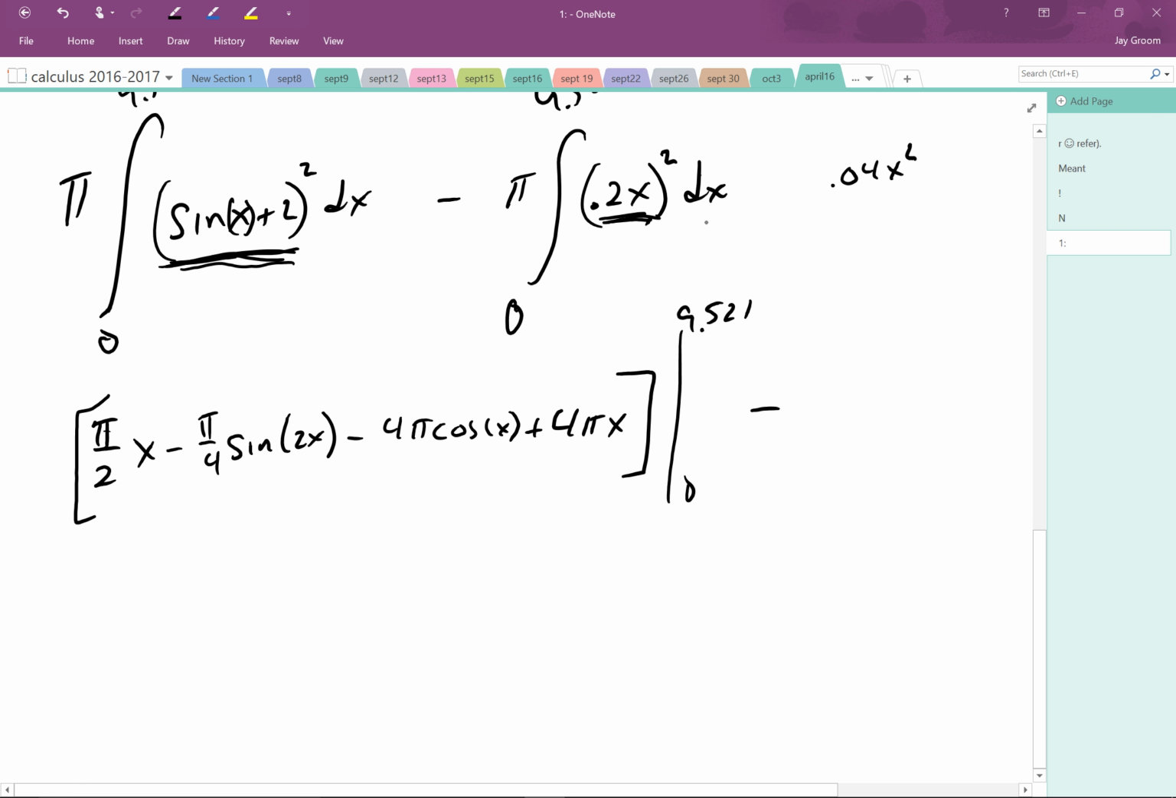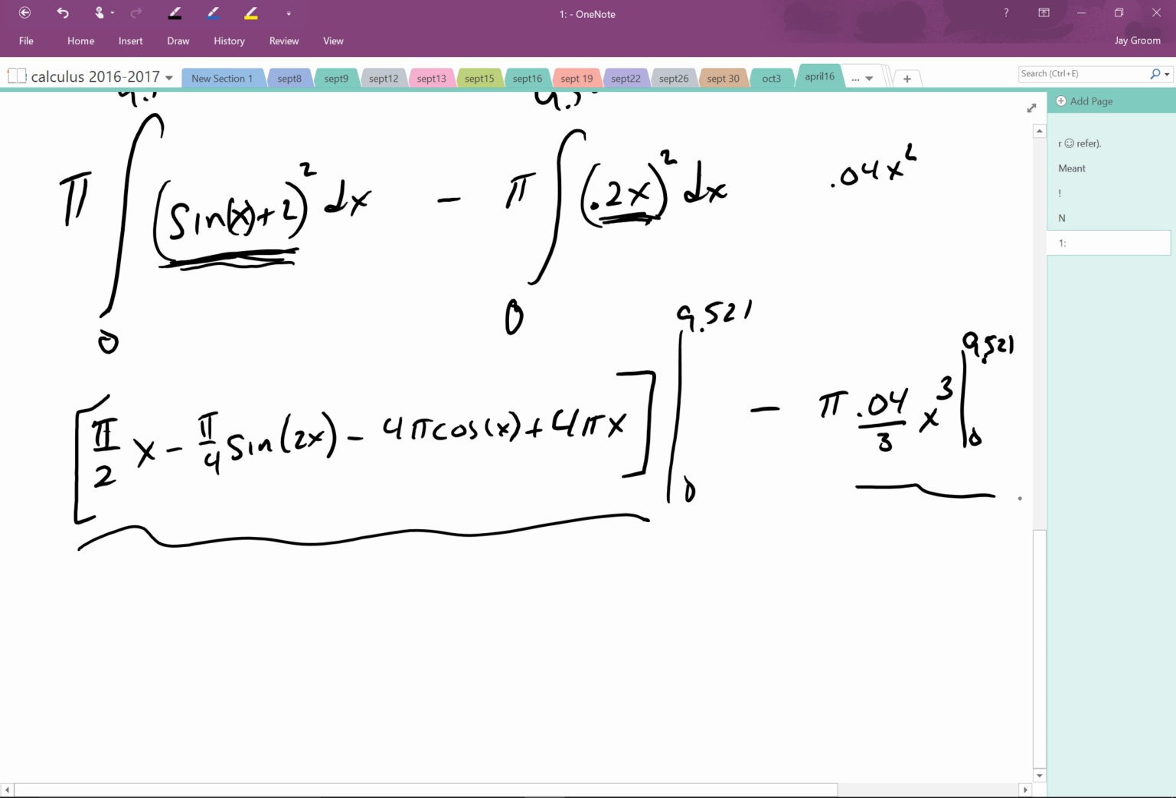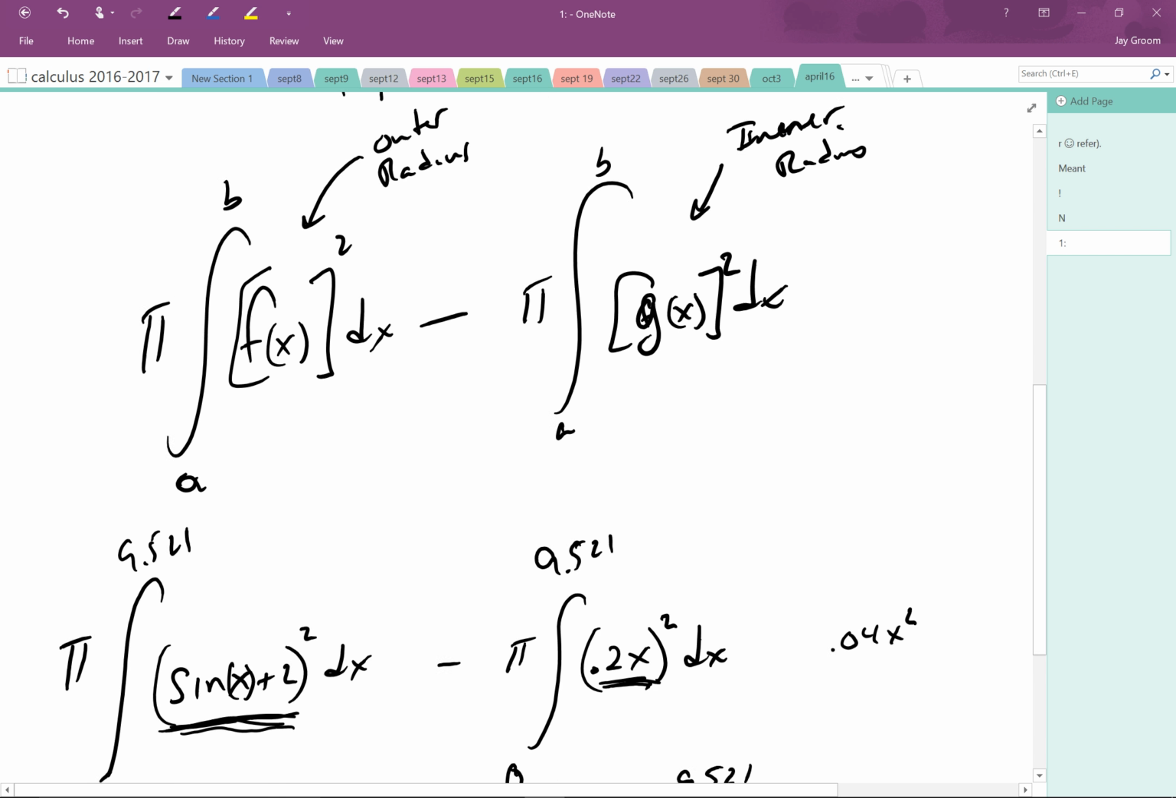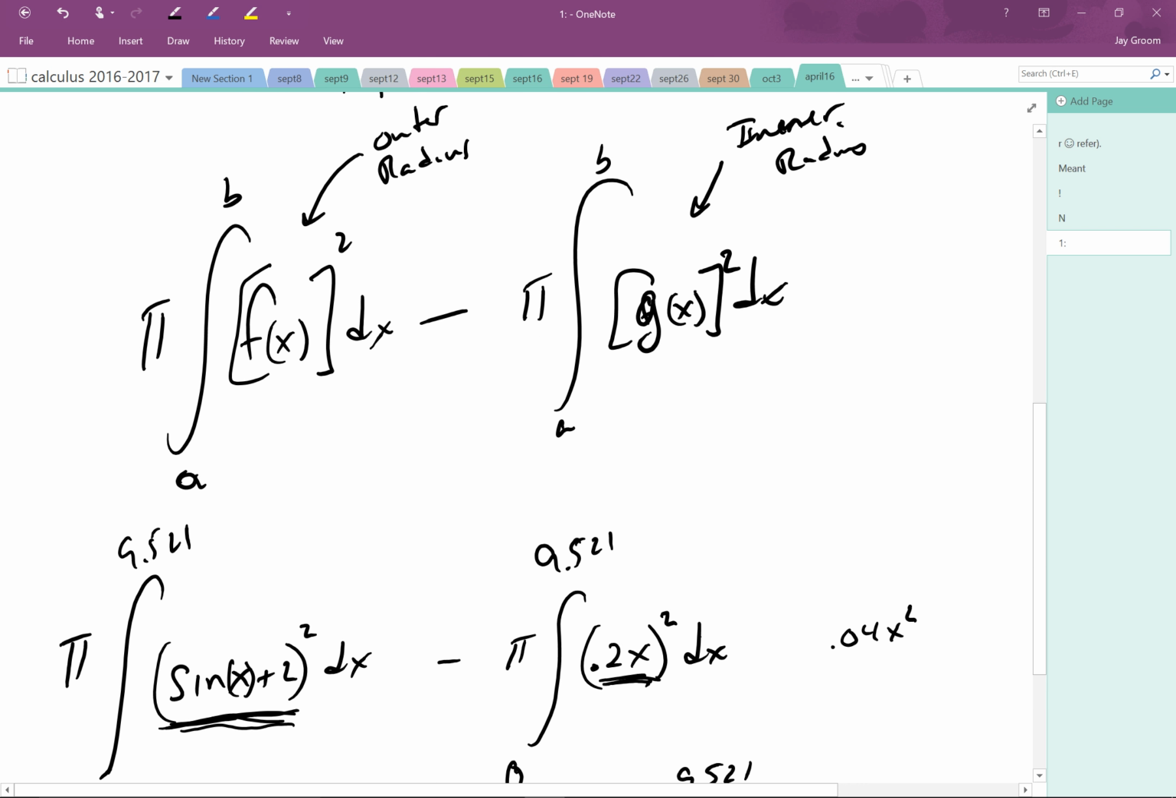I'm right. So when you antiderivate, it's going to be pi times 0.04 over 3 x cubed, from 0 to 9.521. Notice that this number is going to be larger than this one. If it's not, you screwed up, because clearly there is volume there, and the outer volume has to be bigger than the inner volume.